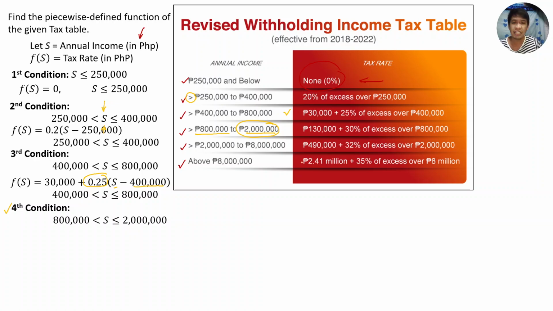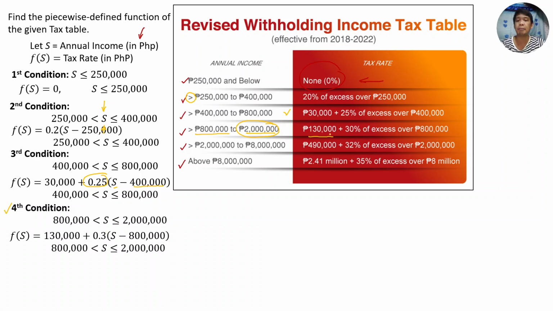So, sabi dito, 130,000 daw plus 30% in excess. So, that's 130,000 plus 0.3 multiplied by the quantity S minus 800,000, yung sobra, i-multiply sa 30%, and i-add natin sa 130,000. So, that particular interval.